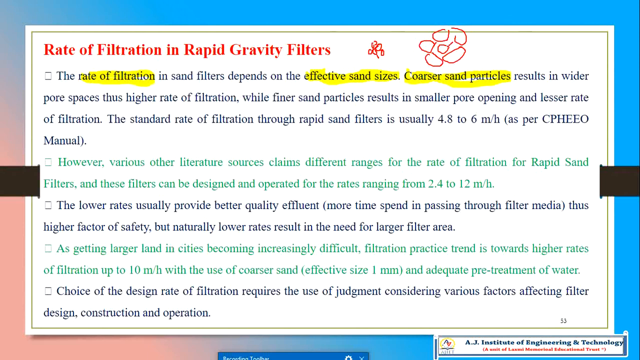Here the rate of filtration will be high because larger particles settle with bigger openings, while finer sand particles result in smaller pore openings and a lesser rate of filtration. Rate of filtration means water passage capacity, which will be more when pore sizes are more. When the pore size is less, the rate of filtration will be less as compared to higher pore sizes.